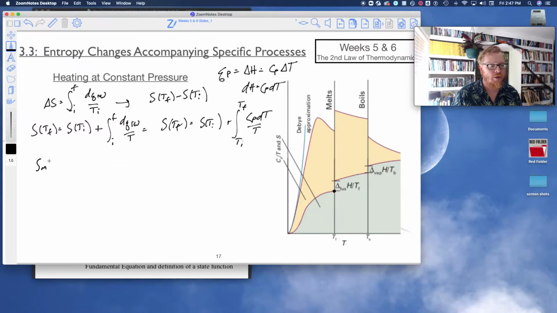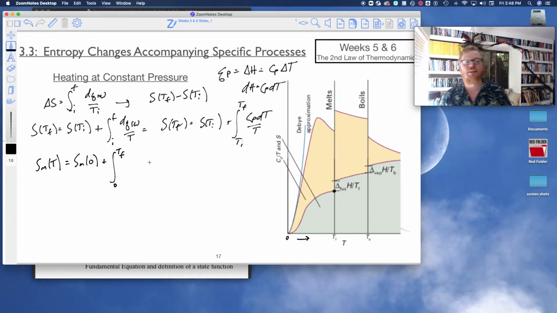I'm going to expand it as follows. I'm going to say Sm, for molar entropy, at T equals Sm at 0, okay? And then I'm going to integrate from 0 all the way to T. When I start at 0 and start integrating, I'm first going to hit the freezing point. I have to stop right there. I can only integrate this first integral from 0 Kelvin to the freezing point. And the reason is that the heat capacity of the solid is going to be different than the heat capacity of the liquid, which will be different than the heat capacity of the gas.